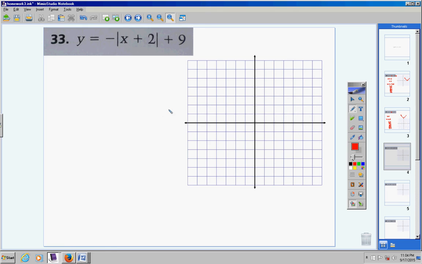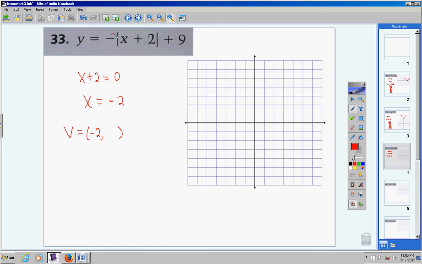Here we go. Step 1, take the inside of the absolute value, set it equal to 0 and solve. And there we go. So I know the x value of my vertex is negative 2. Now the y value is this number out here that's being added or subtracted. This has nothing to do with it.